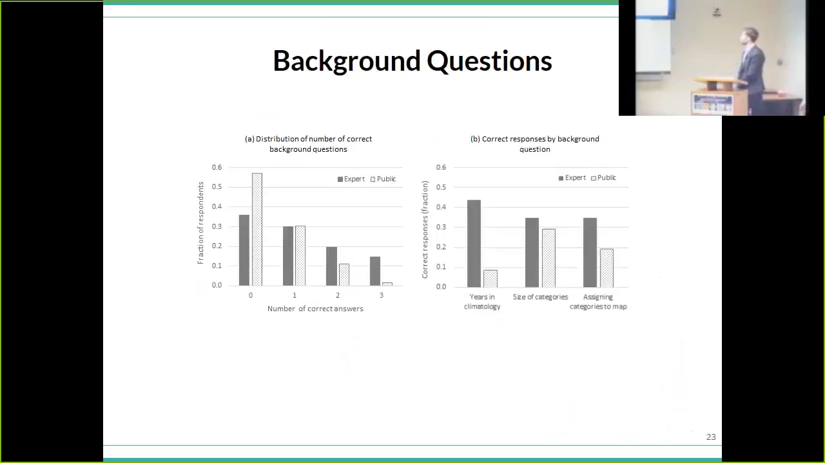One of the things that we also looked at, we asked people background questions just about how the outlooks were created, and this just shows you a distribution of how end users and experts and the general public differed. So in general, probably isn't surprising, the general public number of correct answers is, of course, much higher. So these are asking, like, how many years is in a climatology? How are the different categories together? And this was actually the one that had the biggest difference in correct rate, which was how many years or what does a climatology mean? So experts obviously understood this in a much better way than the general public.